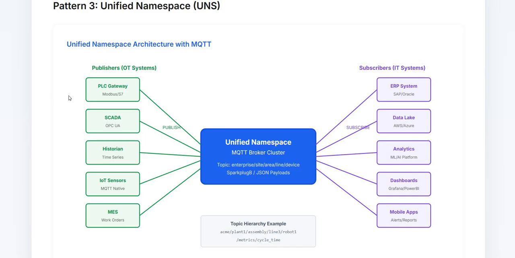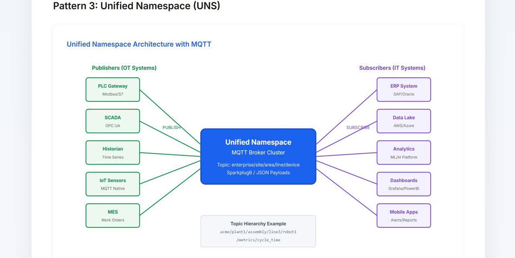First, left side, publishers. Here, production systems publish data. Controllers, supervisor systems, historians, sensors, and execution systems all send messages. They do not know who consumed the data. They only publish updates.